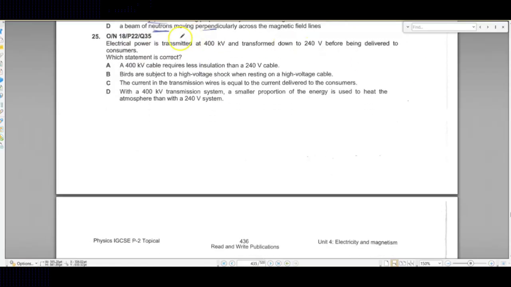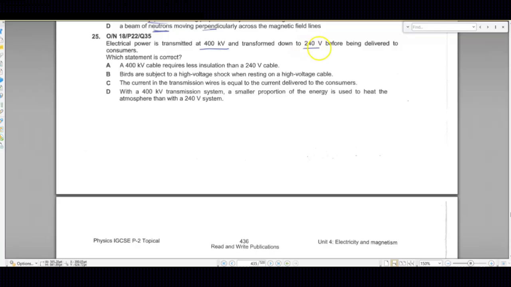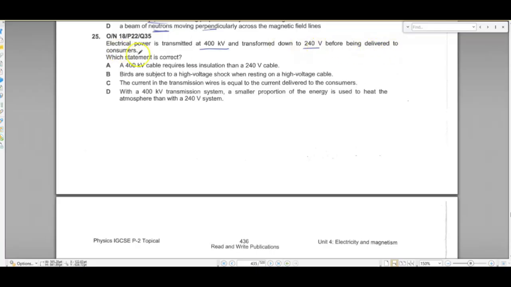Question number 25. Electrical power is transmitted at 400 kV and transformed down to 240 volts before being delivered to the consumer. Which statement is correct? A, a 400 kV cable requires less insulation than a 240 volt cable. No, this is not correct.